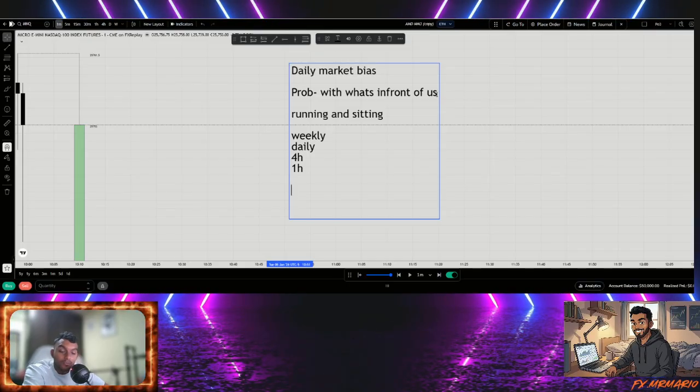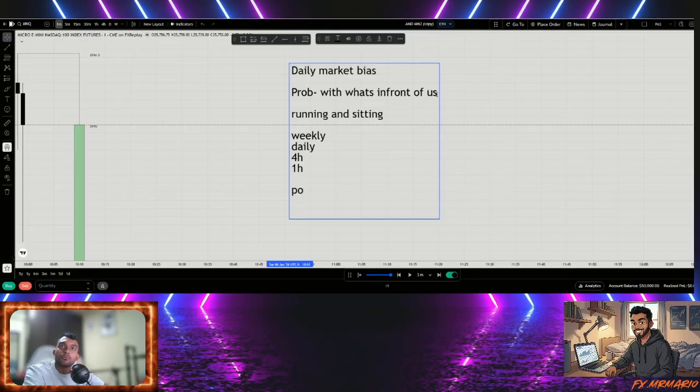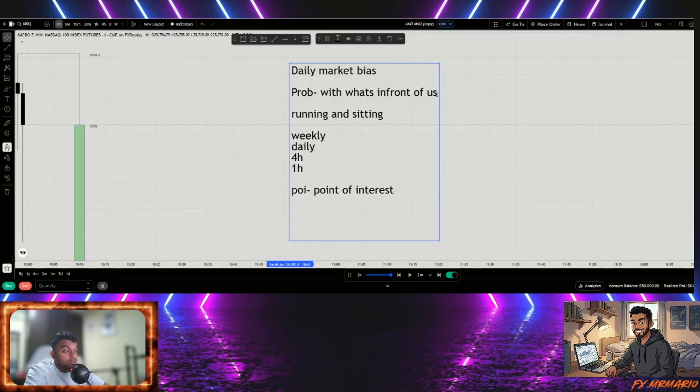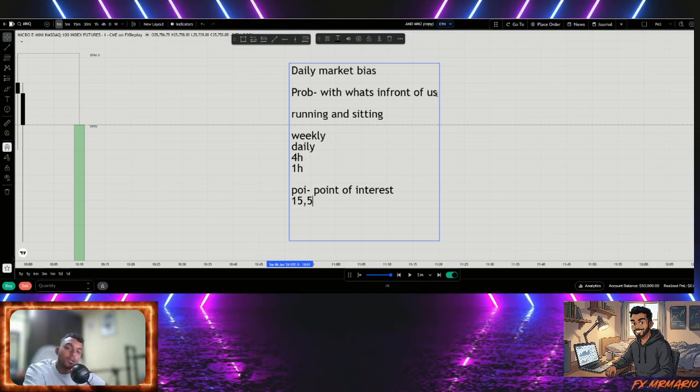So for me, the 15 minute and 5 minute is where I find reversals, or rather POIs. POIs means point of interest. So I'm going to find my point of interest, and where am I going to find it? Again, 15 minute, 5 minute. Essentially you can find it on the 1 minute or so, but I'm using the 15 minute and 5 minute. The main focus of this video is how to find your daily bias, which is the weekly, daily, 4 hour, 1 hour.